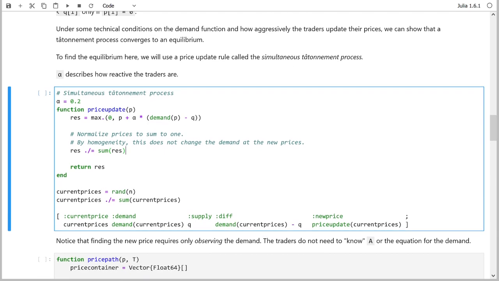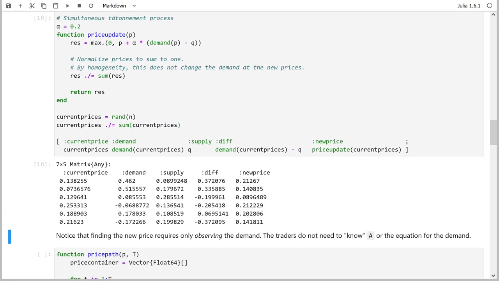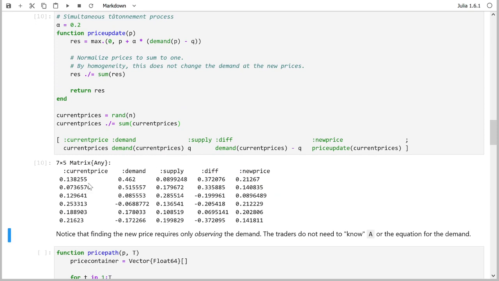So we have created our price update rule, and now let's just test out that it's working by creating some current prices. We're going to normalize these at the outset to sum to 1, and we're going to make, again, our sort of data frame to see what's going on here. So let's pick any trader. I'm going to look at trader 3. Her current price is 0.129, and she observed a demand that was much lower than her supply. So what she's going to want to do is lower her price, probably quite drastically, and sure enough, we see that her new price is about 2/3 as large as her original price.